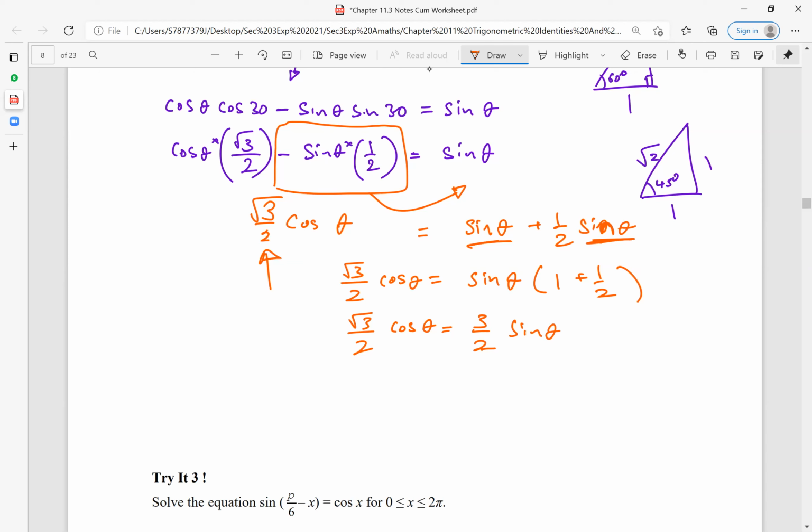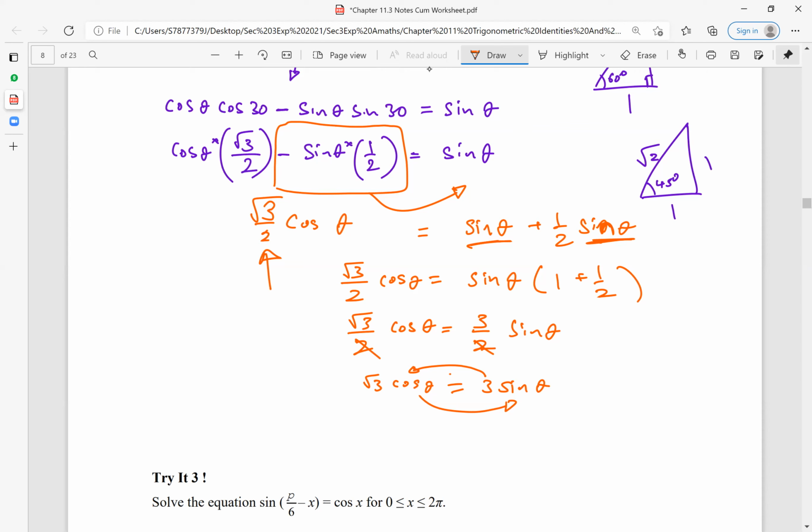Am I too fast? Now, cancel away the 2, cancel away the 2. Or you can just times the 2 throughout, also the same. So this would mean, I don't have enough space, but I'll try to squeeze in this section. I'll move the cosine over, and I'll move the 3 over here. So it becomes divide, right? When I move over, it becomes divide.